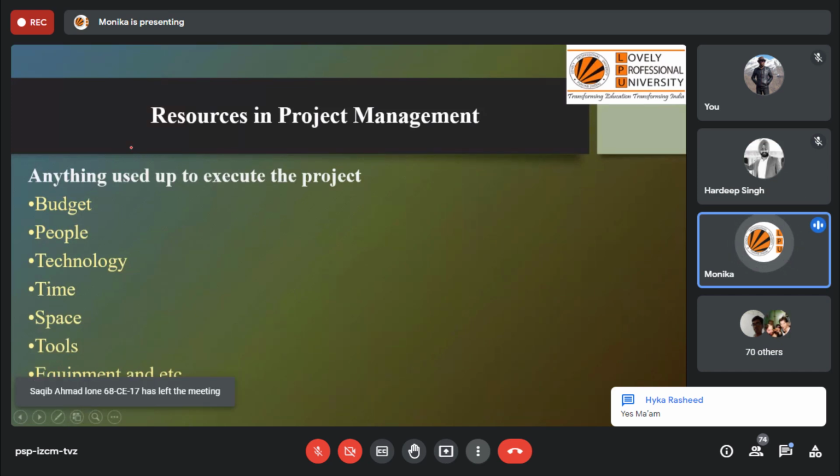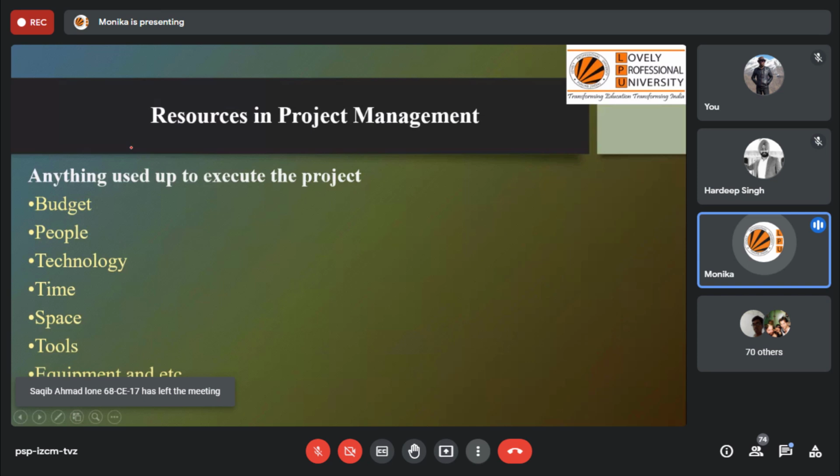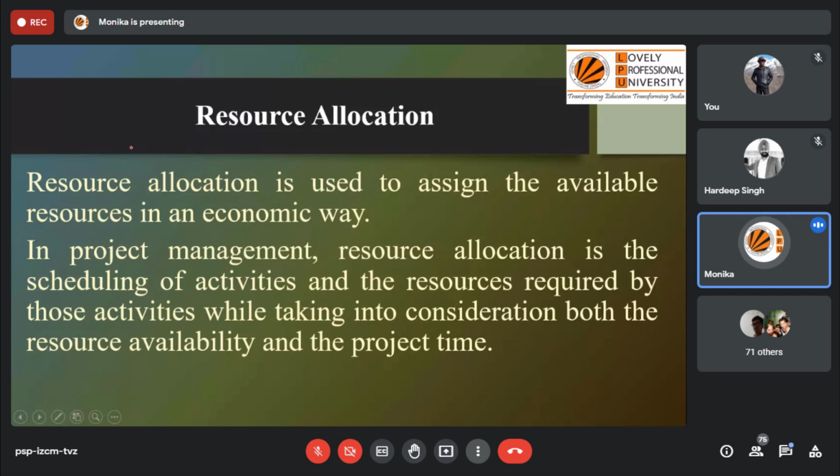Okay. So you can see the next one is resources in project management. These are the other resources, which is anything required to execute the project, like budget, people, technology, time, space, tools, equipment, everything required to complete the project. Now, in software, we can easily assign the resources to a particular activity. All right. Resource allocation is used to assign the available resources in an economic way.